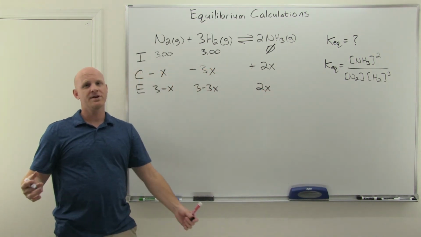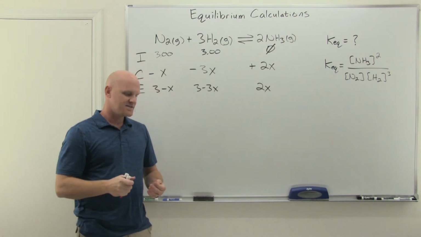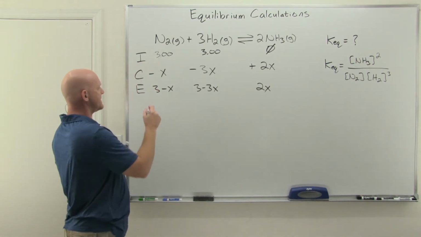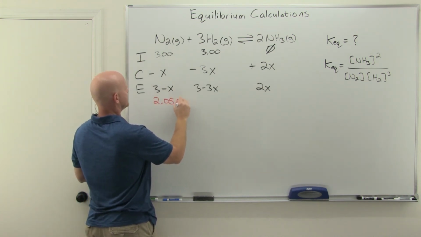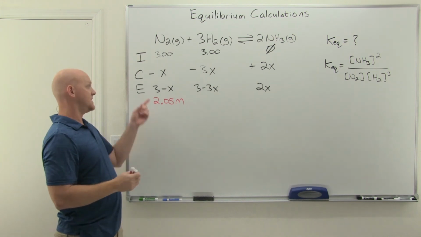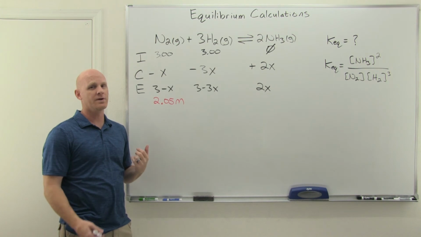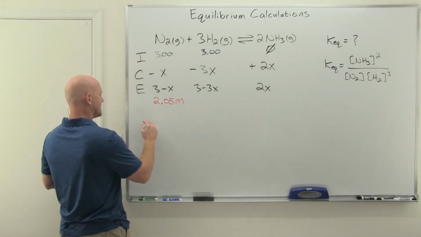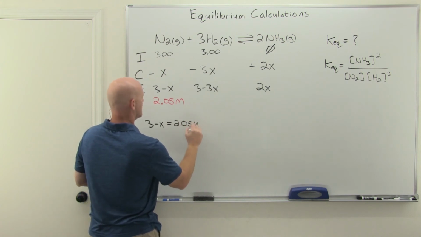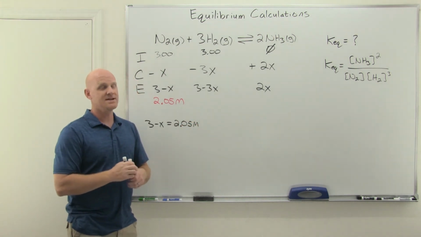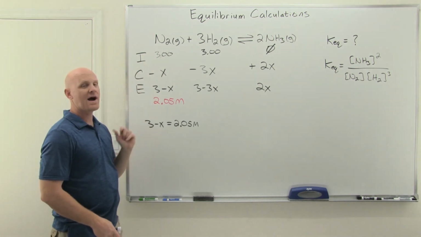And so that's the normal way we fill in an ICE chart, except for one thing. They told us an extra piece of information. They said at equilibrium, the concentration of N2 is 2.05 molar. So we filled it in as 3 minus x, but they told us that the actual numerical value is 2.05 molar. Well, what must be true then is that 3 minus x must be equal to 2.05 molar. And so what we've done in this question is by giving you both an initial and one of the equilibrium concentrations, you can figure out X.